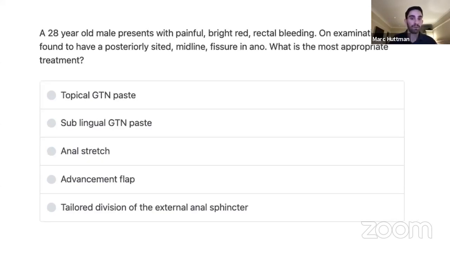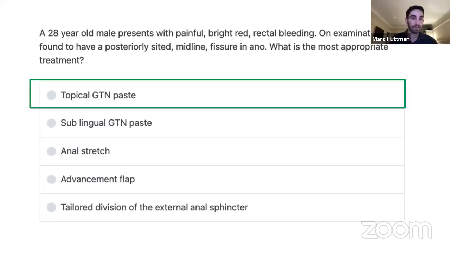Last question. A 28-year-old male presents with painful, bright red rectal bleeding. On examination, he's found to have a posteriorly sited fissure in ano, which remember 90% of them are, midline, i.e. the 6 o'clock position. What's the most appropriate treatment? This is a sort of entry-level fissure question, so you should all get it right.